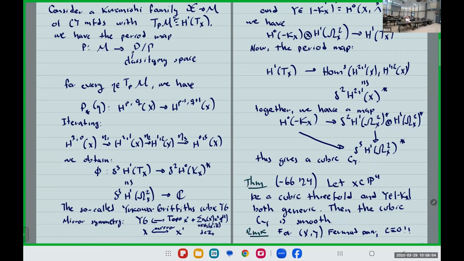We should be careful because, for example, if we consider what we call the Fermat pair, that is, if you consider X to be the Fermat cubic threefold, and Y is going to be given by an intersection of an equation of degree 3 and an equation of degree 2.